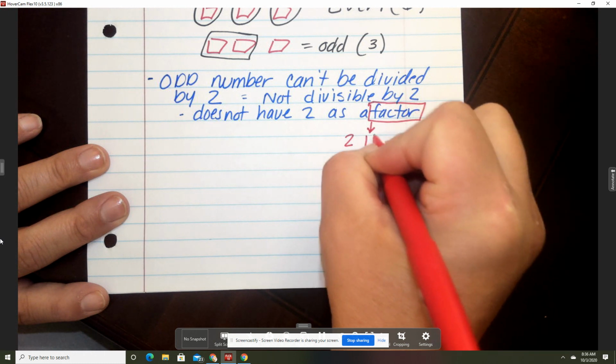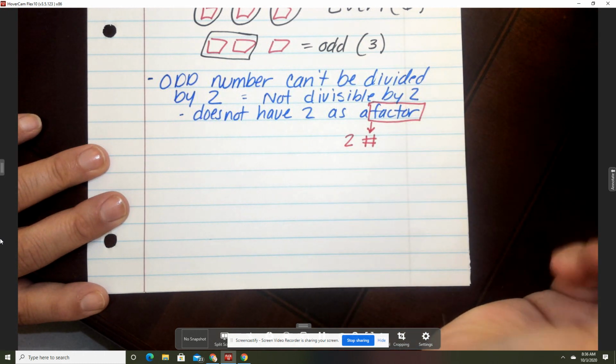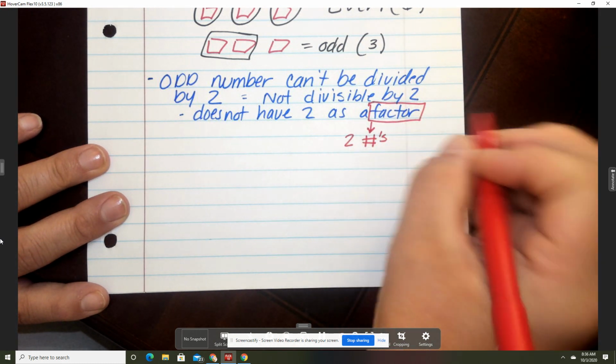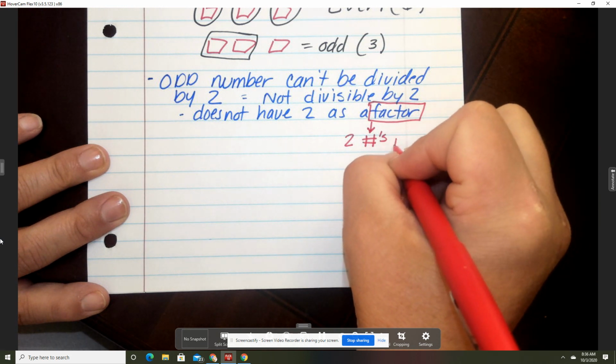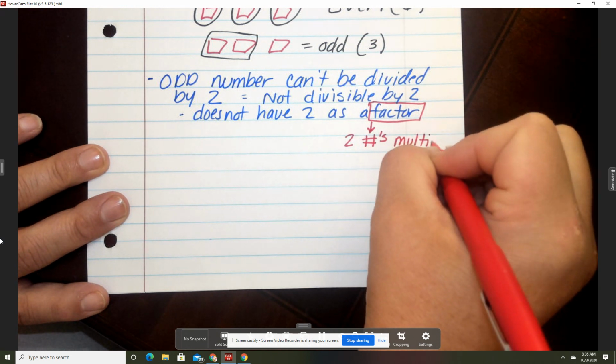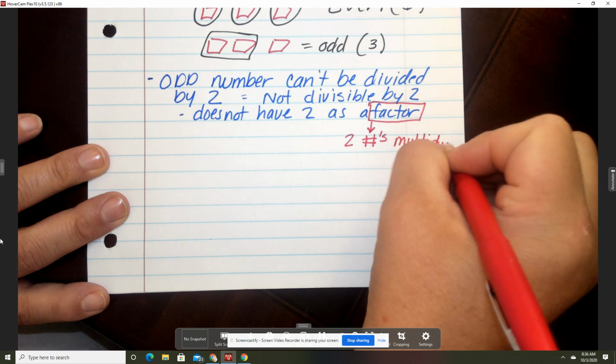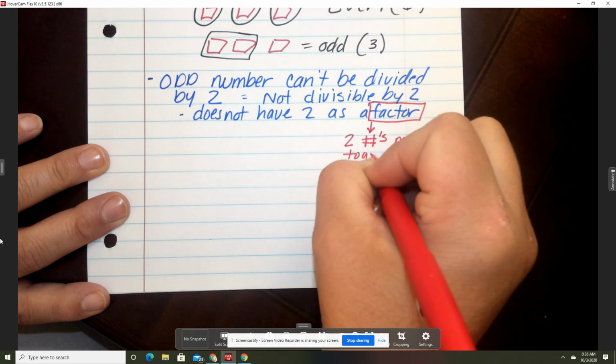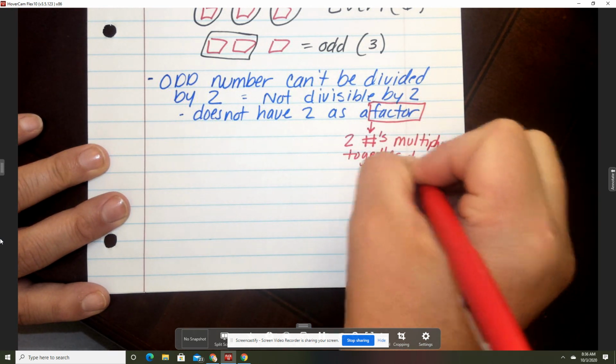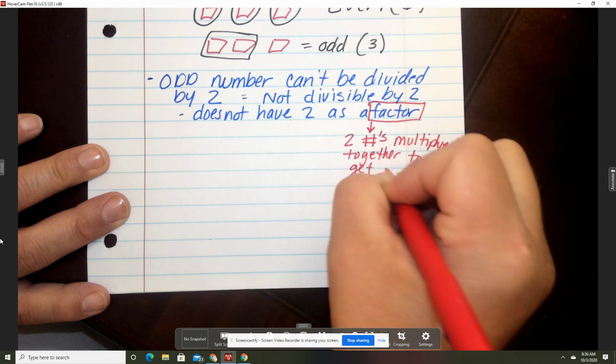I'm going to put number sign, which looks like hashtag, but it's actually a number sign. 2 numbers multiplied together to get a product.